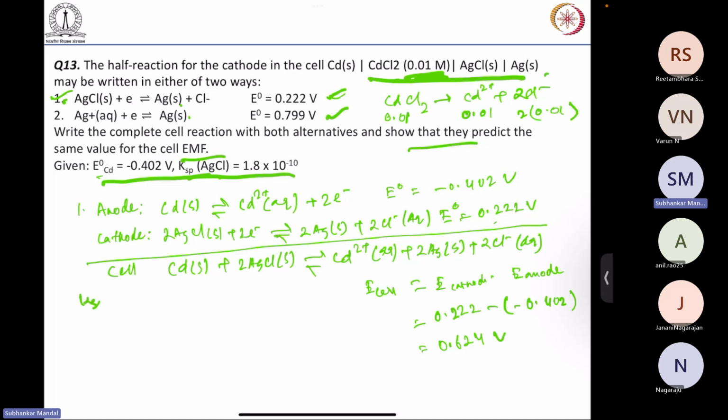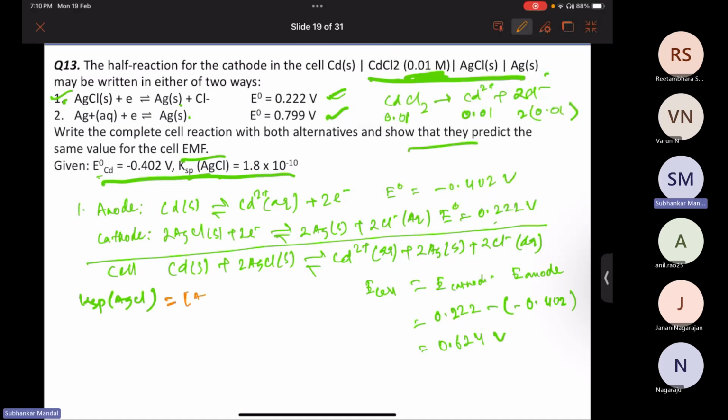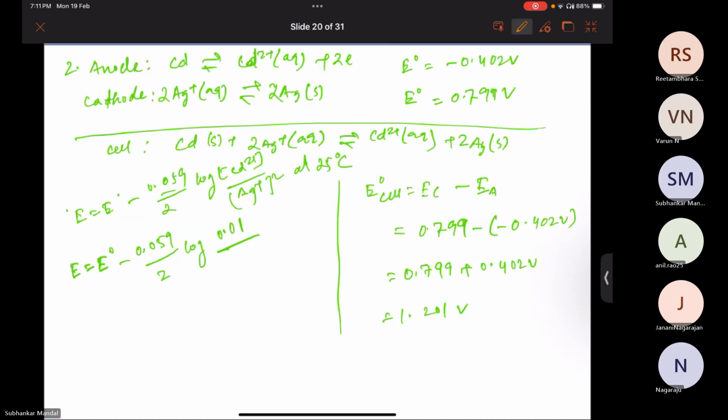So Ksp of AgCl, what is it? That is Ag plus concentration times Cl minus concentration. So this value is given, this value is given. So Ag plus we can calculate, right? Then we can write here log of 0.01, or instead of Ag, what can we write? Ksp divided by Cl minus concentration whole square.